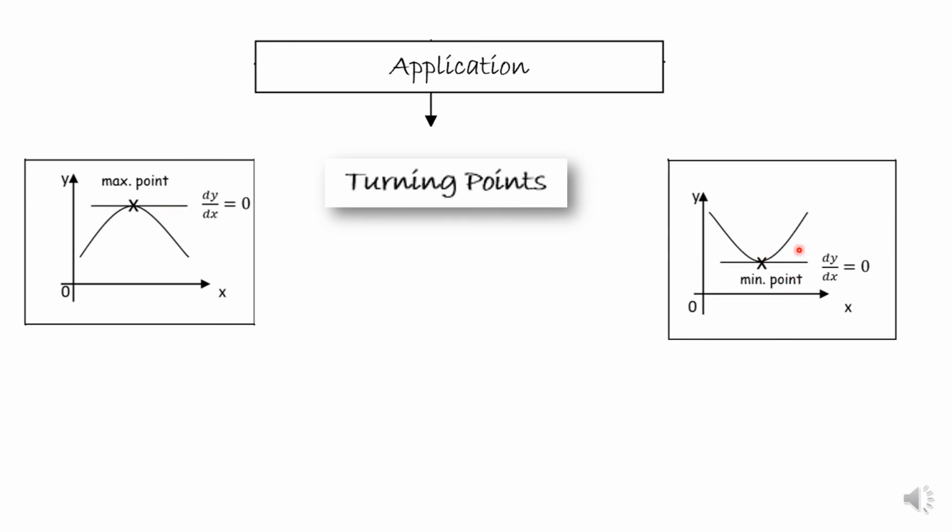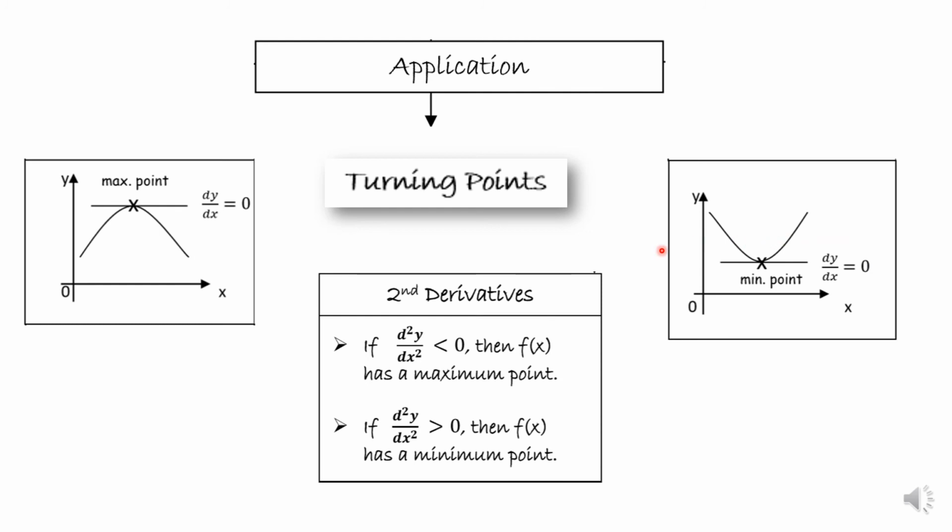For turning point, the gradient function is equal to zero. Or using second derivative: if the second derivative is less than zero, then f(x) has a maximum point. If the second derivative is greater than zero, then f(x) has a minimum point.